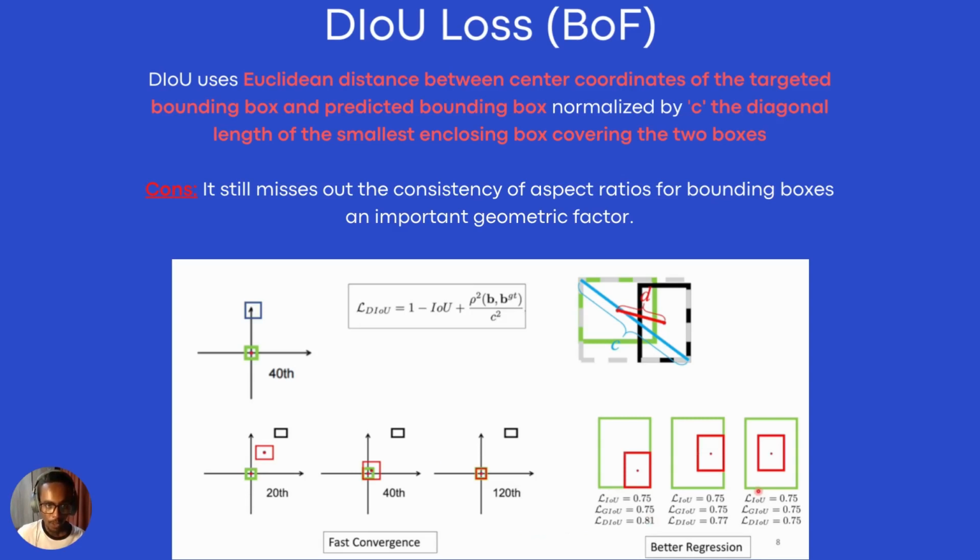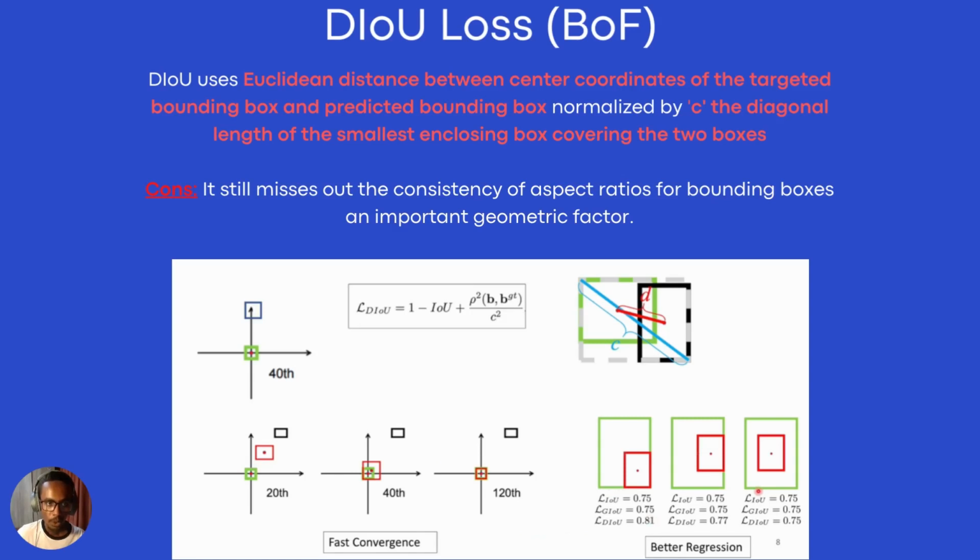And the DIOU loss is computed as follows. The 1 minus IOU term is the normal IOU loss, and then we add an additional term, which is rho squared of B and B^GT divided by C squared, where rho squared is the Euclidean distance, the D we have mentioned, between the centers of the 2 boxes, divided by the diagonal of the smallest enclosing box, C squared.